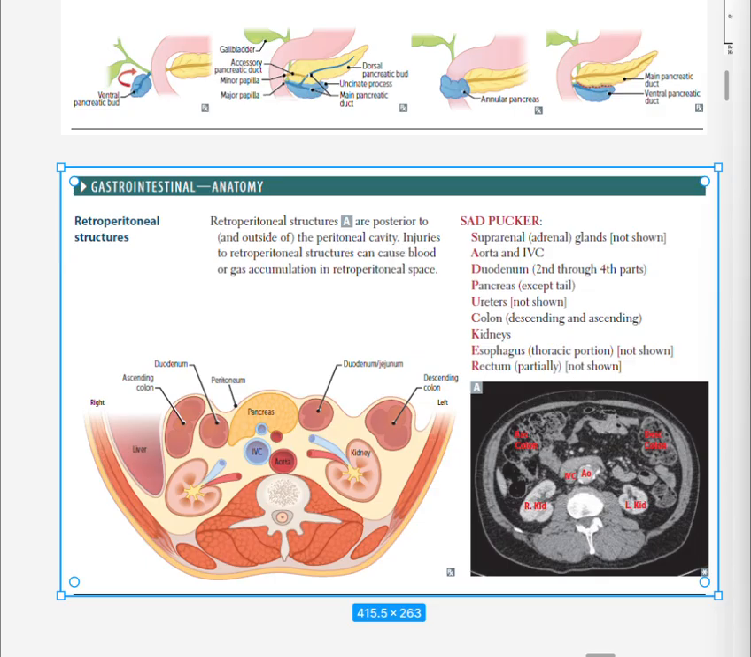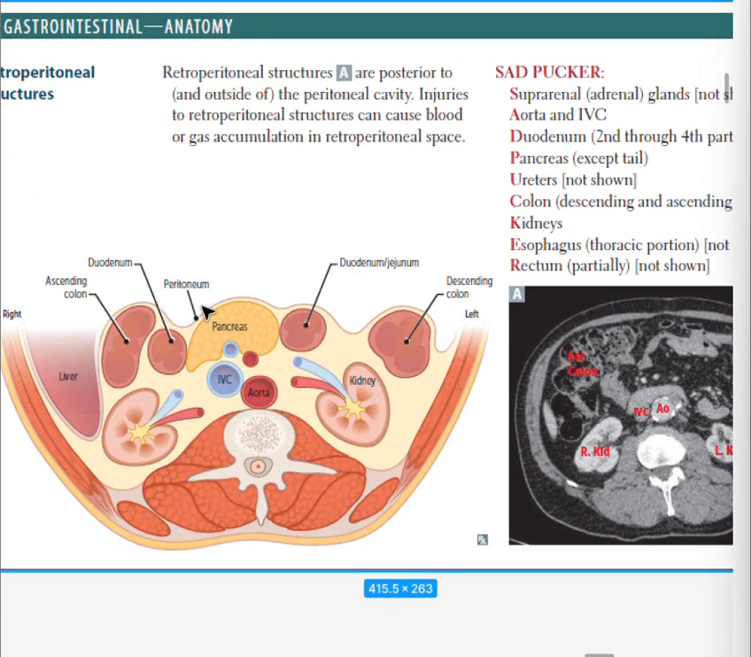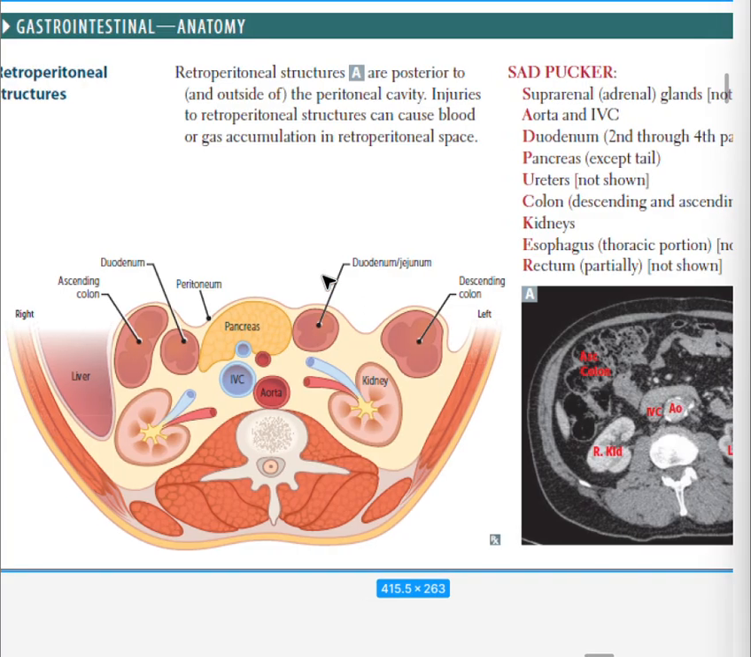Okay, so the clinical importance is that if an injury happens in the retroperitoneal space, then you get a retroperitoneal hemorrhage, and this may not show as classic peritonitis. The air or blood can collect behind the peritoneum, and you have very subtle signs here, right? So remember this mnemonic, SAD PUCKER. Everything that is retroperitoneally placed, you can remember with this mnemonic.